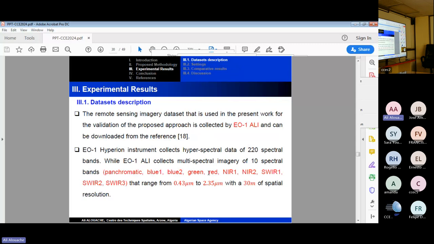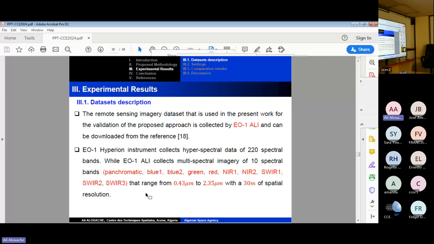Dataset descriptions. The remote sensing imagery dataset that is used in the present work for the validation of the proposed approach is collected by EO-1 ALI and can be downloaded from reference 80. The EO-1 Hyperion instrument collects hyperspectral data of 220 spectral bands, while EO-1 ALI collects multispectral images of 10 spectral bands, which are panchromatic, blue 1, blue 2, green, red, near 1, near 2, SWIR 1, SWIR 2, SWIR 3.